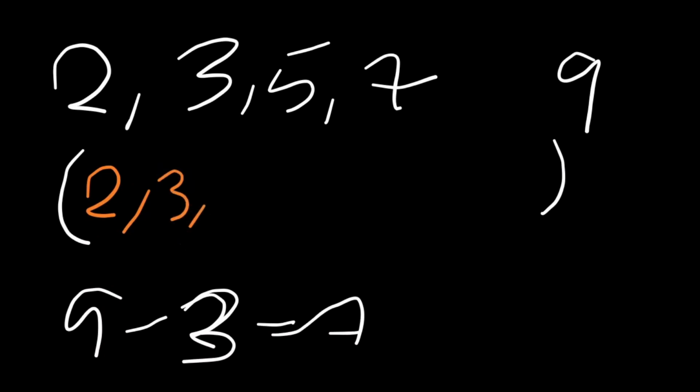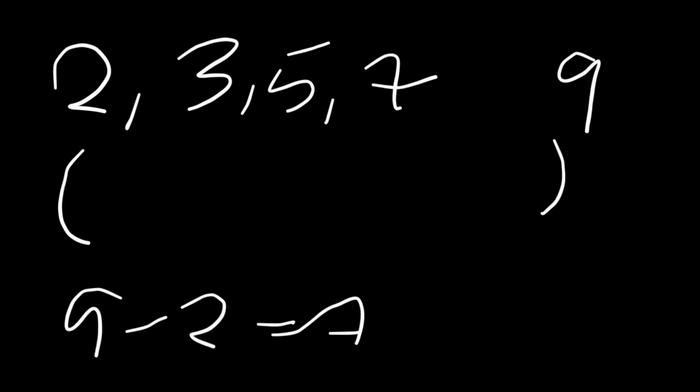Then we go over to the next item, which is 5. So 9 minus 5 is going to give us 4. Does 4 exist in our storage technique? No, 4 does not exist, so we store 4. This is how I should store it, since we're using a hash set technique.